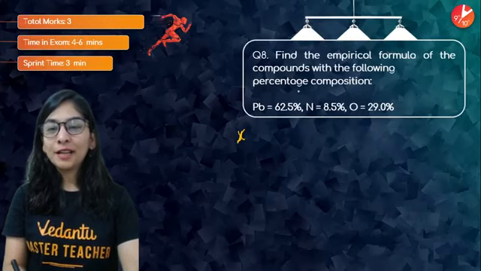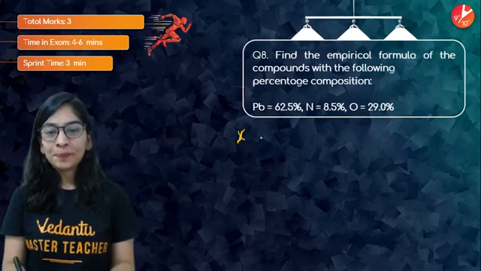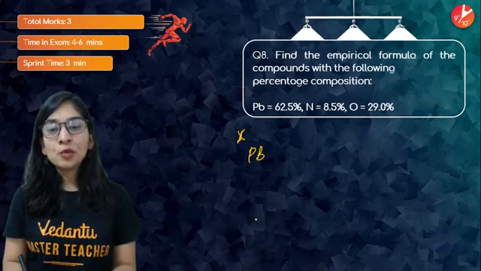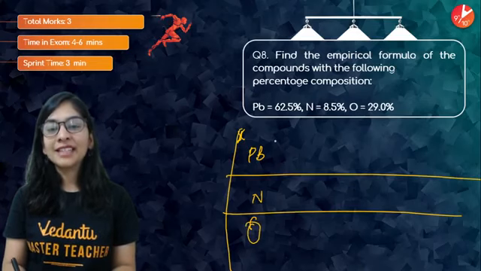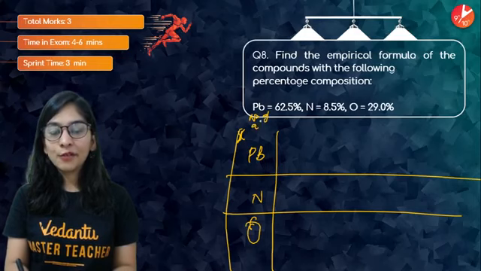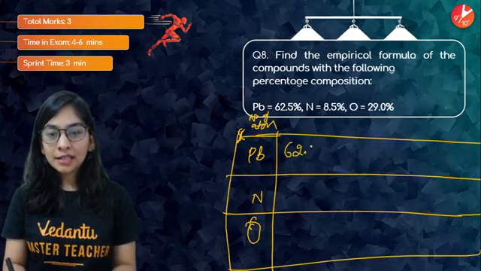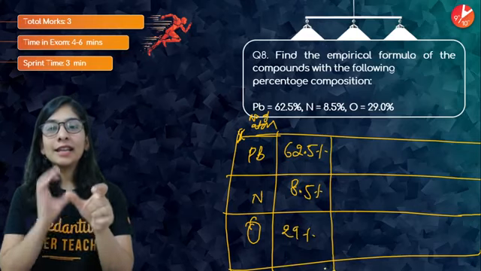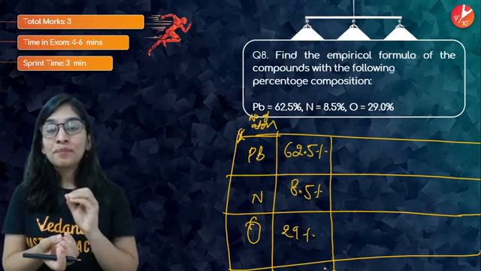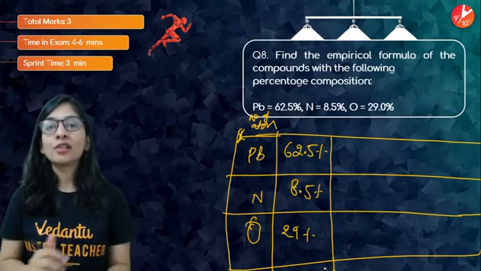Let's do this question. Find the empirical formula of the compound with the following percentage composition. This kind of question will definitely come into the exam. So how to solve such questions? You have to make a proper table for the same. The very first column of the table will be the number of atoms involved to make that formula. And after that, you write their mass percentage, 62.5, 8.5%, and 29.029%. The mass percentage in the entire molecule, what is the mass that my lead is carrying, my nitrogen is carrying, or my oxygen is carrying.